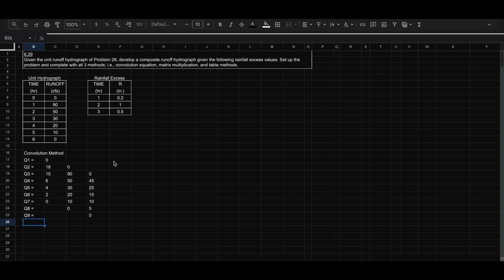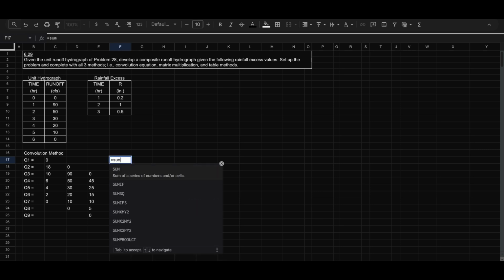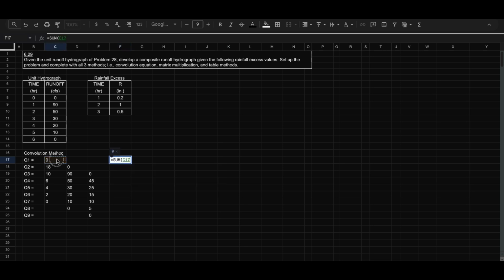And then all you need to do is sum them up. Let's do equals the sum of Q1, which will be the sum of all three. This will be zeros, so that will give you 0, and then just drag it down. Now I'm going to explain what we just did. Why do we skip 1?